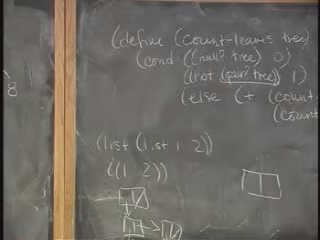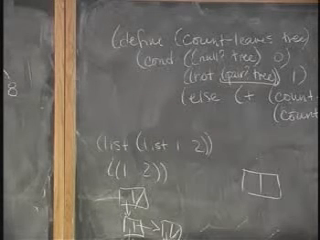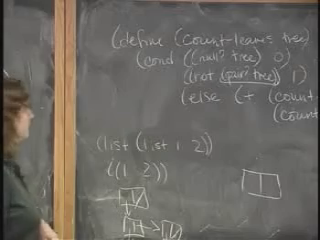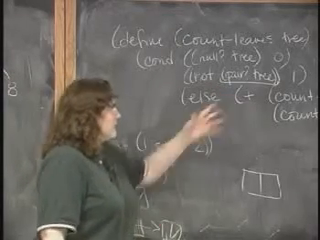Does not evaluate to true when the thing it's evaluating is false? Is that how it works? Not is inverting the logical value. So if we've got a false, it'll be true. If we've got a true, it'll be false. It's just inverting the logical value. Okay, so that's how we count the leaves.